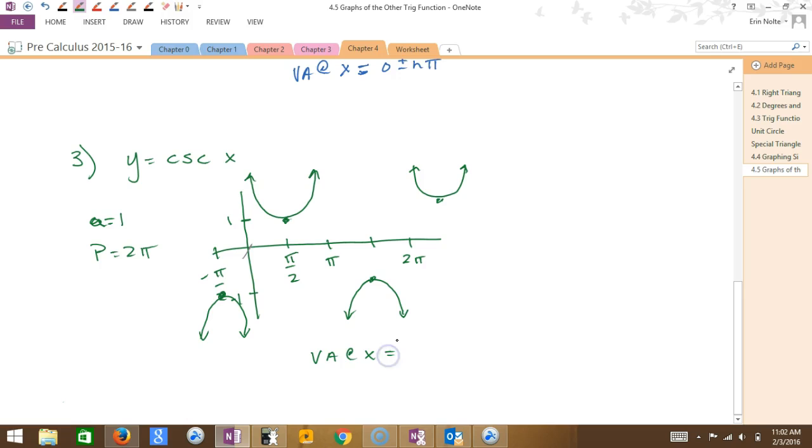At x equals, okay, so where's my first vertical asymptote on this one? At pi. So you can say pi or 0. If you're Skylar, you say 0. If you're me, you say pi. I don't care, either way. 0 plus or minus, and how far is 2 increments? In pi. Okay, so we can say my domain is going to be all reals except 0 plus or minus n pi.